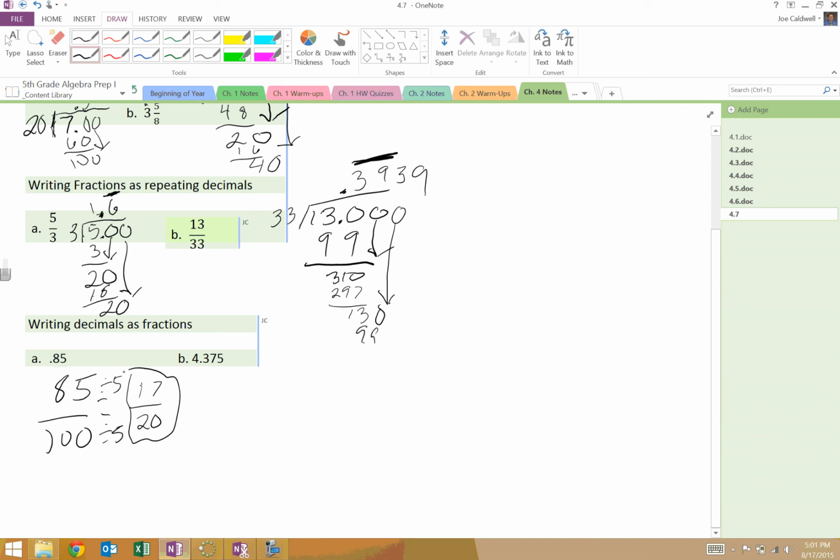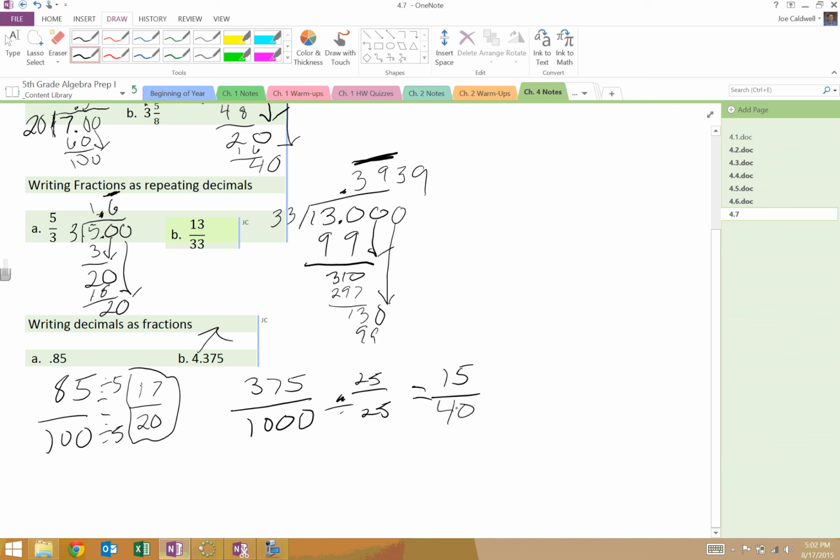With a decimal that has a whole number, we have basically the same thing. Leave the whole number out for a second. 375 thousandths. Put it over 1,000. So we need to find a number that can go into both. I'm going to try 25, and it does. 25 can go into both. Divide both by 25, and I get 15. 1,000 divided by 25, and you're going to get 40.